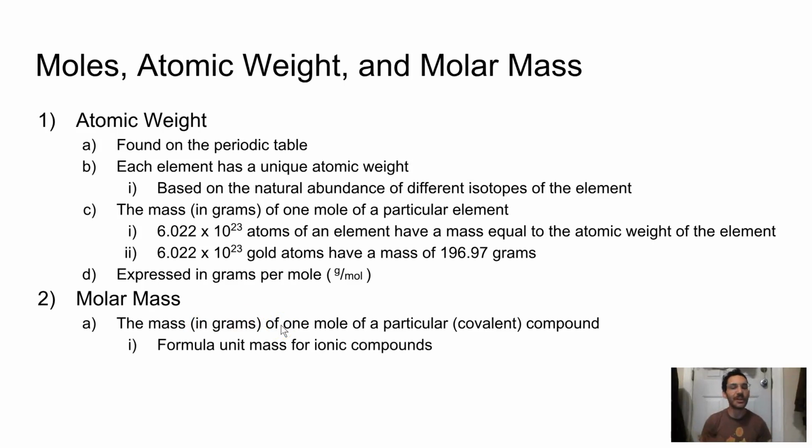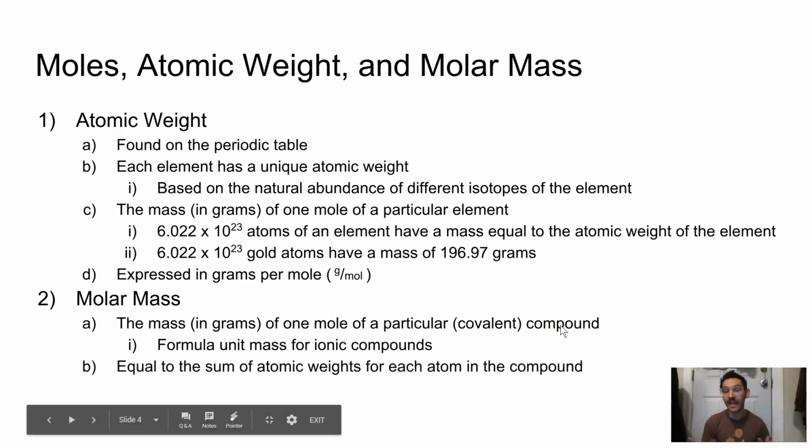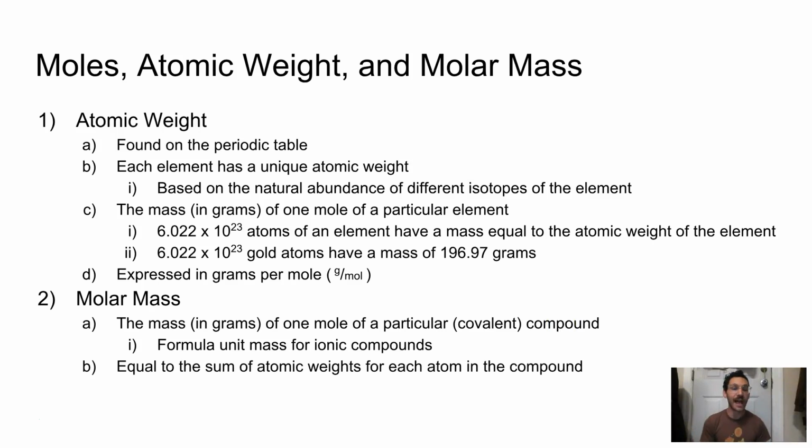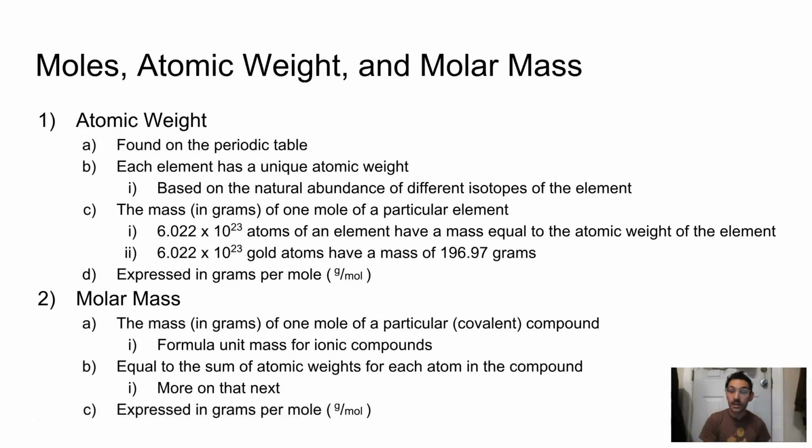And we're going to use the term formula unit mass when we describe ionic compounds, or some folks will. I'm probably just going to use molar mass to describe the mass for 1 mole of any kind of compound. And so if I want to calculate the molar mass for a compound, I'm going to look at the atomic weights for each of the elements in that compound, add up all those atomic weights, and that will give me my molar mass. So we'll look at that more in our next slides. But it's important to note that molar mass, just like atomic weight, is going to be expressed in units of grams per mole. This tells us how many grams there are in 1 mole of a compound.